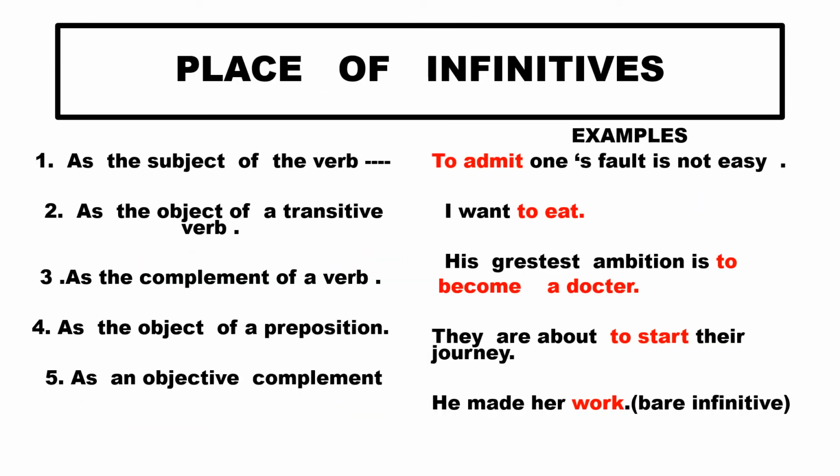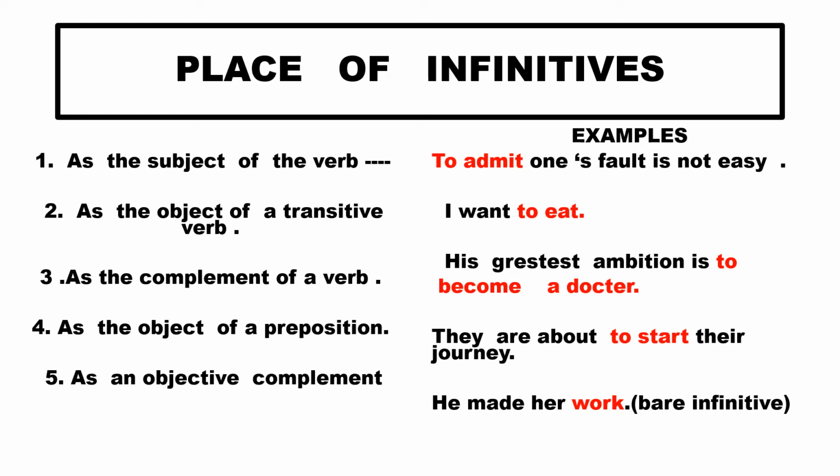Now we will see the place of infinitives. In many ways we can see the place of infinitives: as the subject of the verb, as the object of a transitive verb, as the complement of a verb, as the object of a preposition, as an objective complement. One by one we will see with the help of examples. As a subject of the verb: "To admit one's fault is not easy." So here the infinitive is used as the subject of the verb.